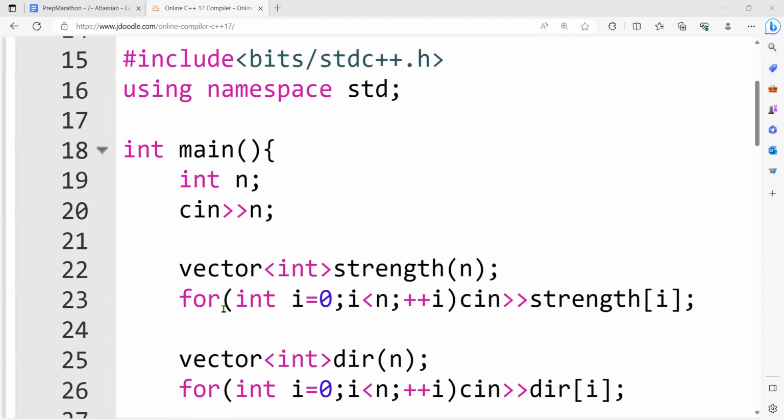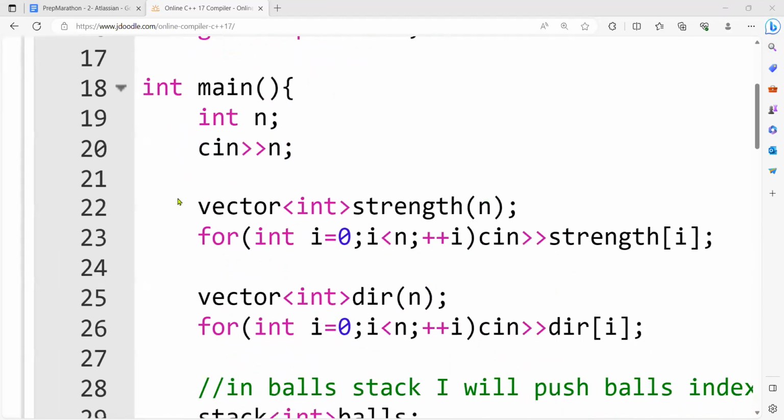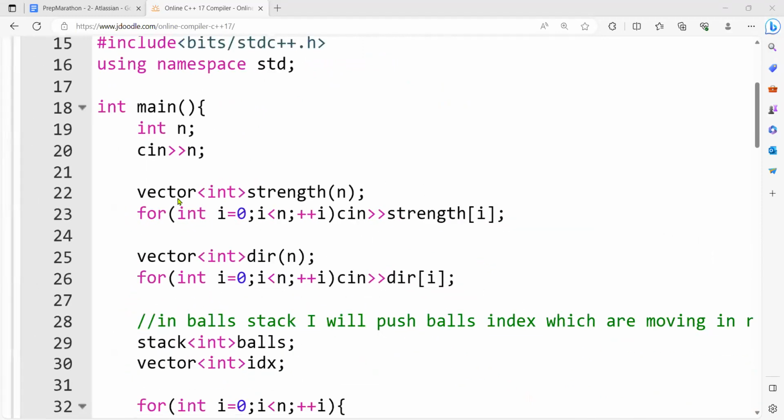Okay. Now coming to the code of this. One more thing that I said: whenever you face a problem like this, as we saw in the examples, what is happening? The last ball which was moving right will collide with the first ball that moves to the left. This gave us the hint of a last-in-first-out data structure, which is a stack.